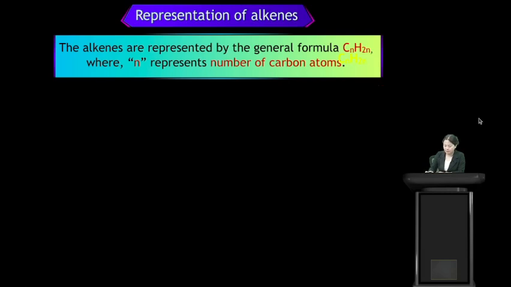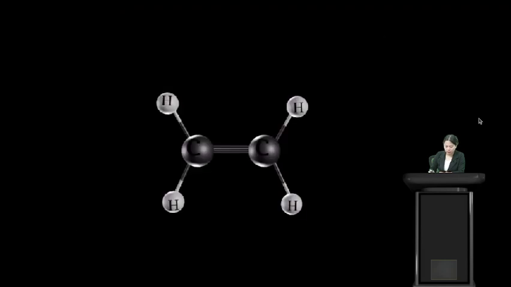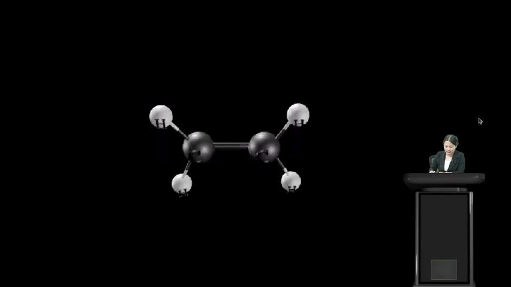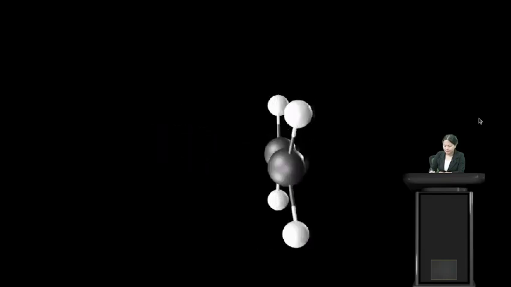So let us see. If n is equal to 2, C will be equal to 2. Then H will be equal to 2n, so 2 into 2, we get 4. Then the formula of this alkene, if n is equal to 2, is C2H4. So the structure will be like this. Ethene.